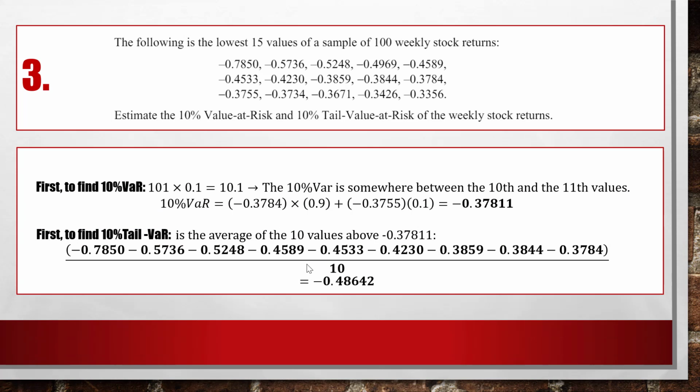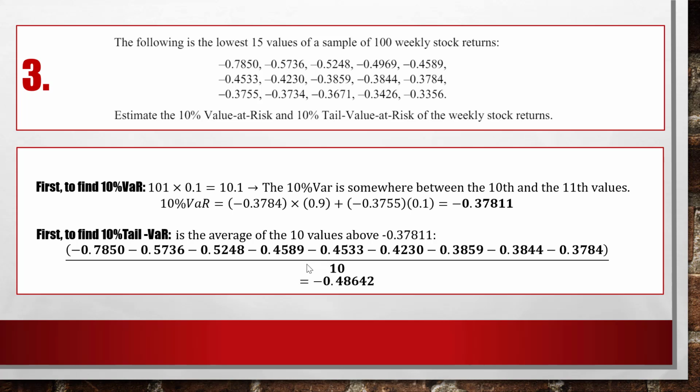Now let's look at problem number 3. The following is the lowest 15 values of a sample of 100 weekly stock returns. Here we got a list of the lowest 15 values that we cut off from the list of 100 weekly stock returns. And the question asks you to find two things. The first one is to estimate the 10% value at risk, and the second one is the 10% tail value at risk of the weekly stock returns.